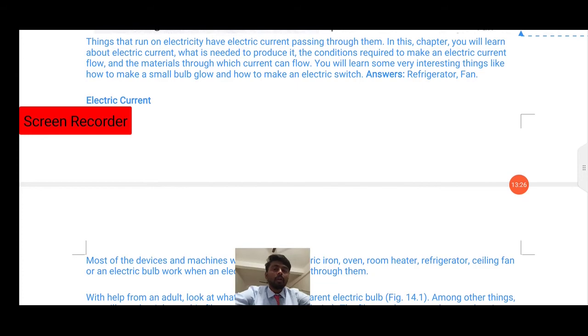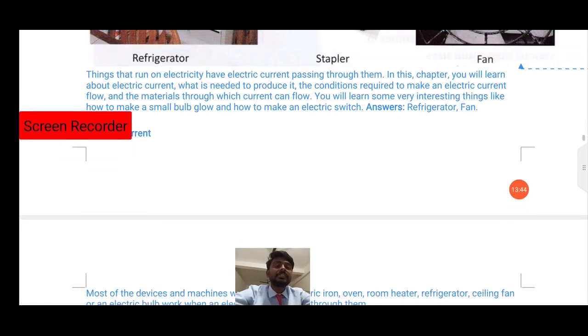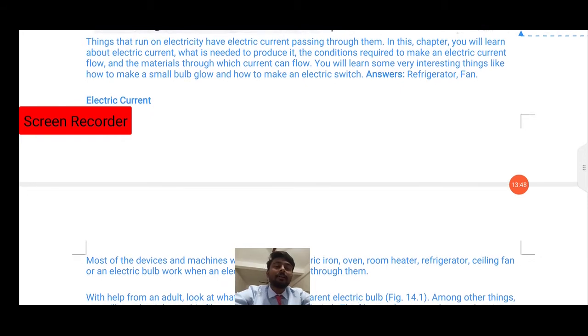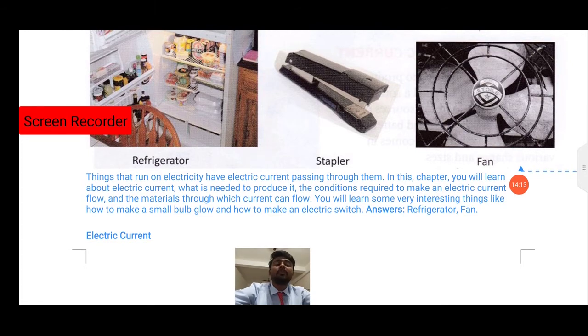Things that run on electricity have electrical current passing through them. In this chapter we will learn about electrical current, why we need to produce it, the conditions required to make the current flow, and the materials through which a current can flow. You will learn some very interesting things, like how to make a small bulb glow and how to make an electrical switch. So the answer is fan and refrigerator. I already told you. So the fan and refrigerator need current, but staplers don't need any current.